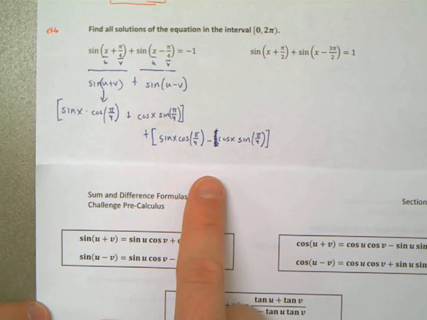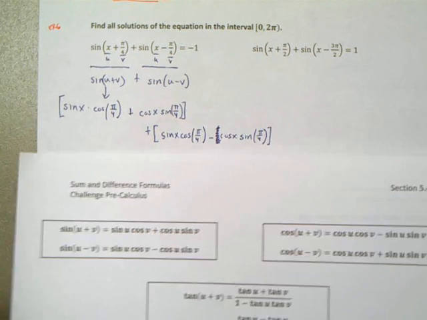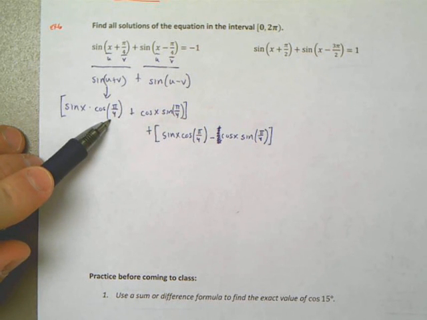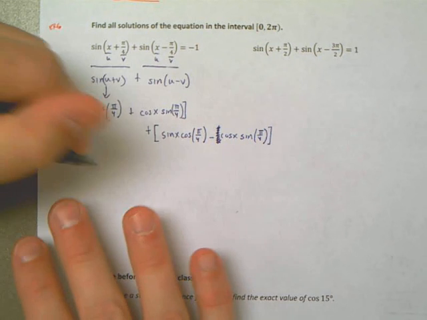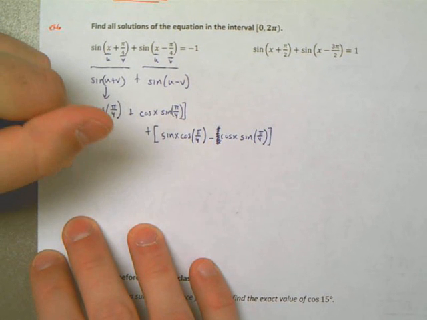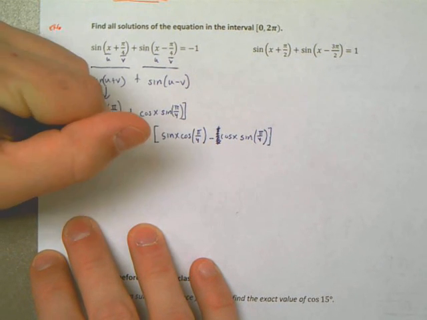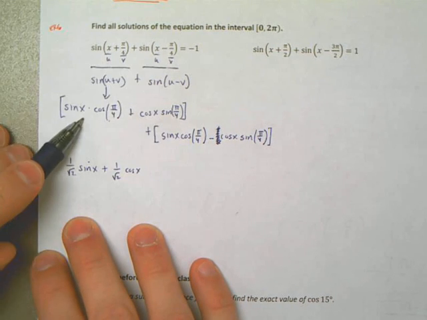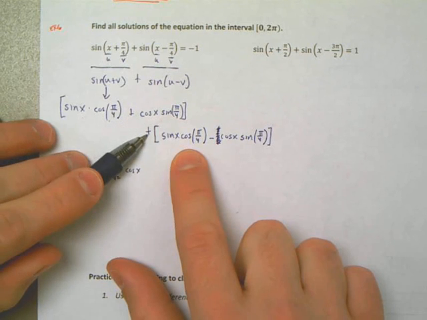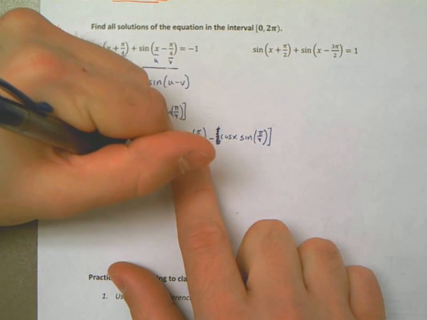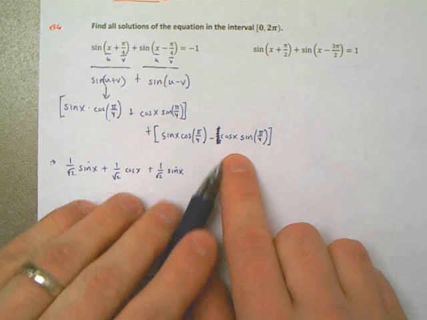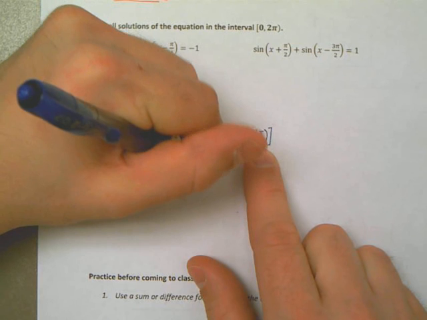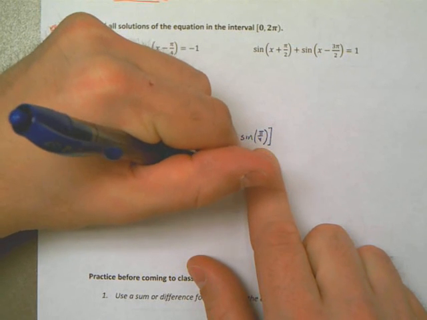Now I just need to combine all these, and I want to make them as simple as possible. All right, well, the first thing I know is that pi over 4 is 45 degrees. The sine and the cosine of 45 degrees is 1 over the square root of 2. So I really have 1 over the square root of 2 times the sine of x plus 1 over the square root of 2 times the cosine of x as the first and second terms, plus 1 over the square root of 2 times the sine of x, and then minus 1 over the square root of 2 times the cosine of x.